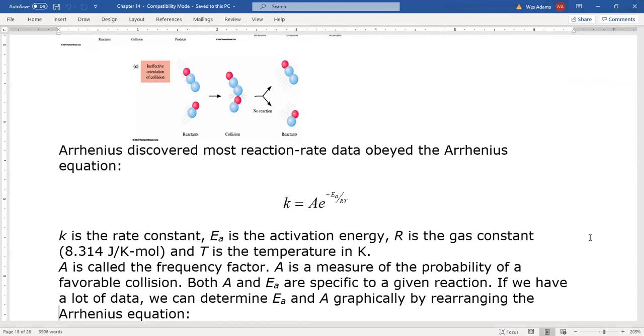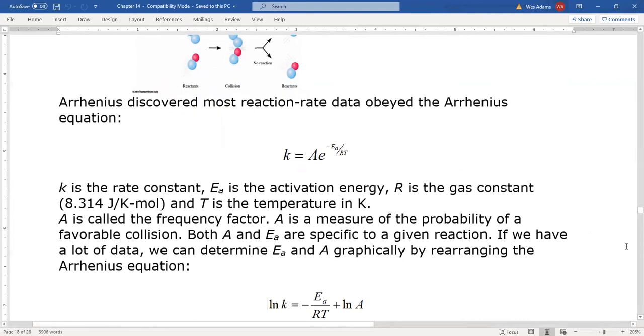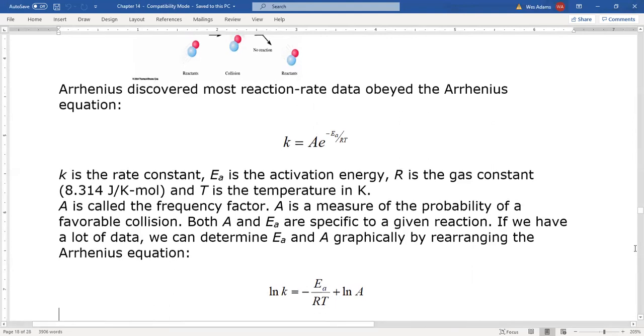If we have a lot of data, we can get that graphically by rearranging the Arrhenius equation. Take the natural log of both sides, do a little algebra, and you get ln K equals negative EA over RT plus ln A. So you'd get a line with a slope of negative EA over R and a y-intercept of ln A, where y is ln K. You could plot the measured rate constant versus 1 over the temperature in Kelvin, and the line you get would help us get the activation energy and the A under given conditions.